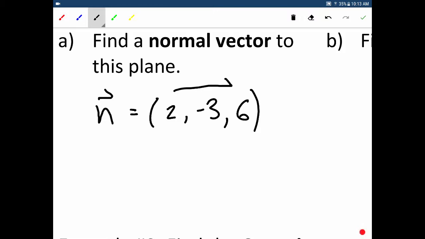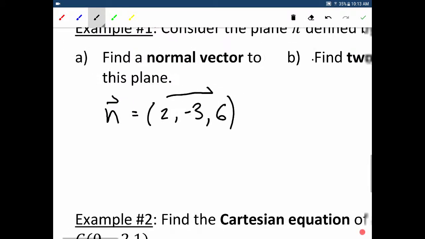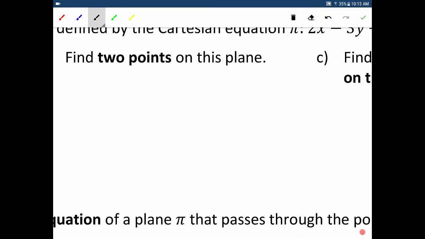So that's fairly straightforward to find. You just take it right out of the equation. You don't actually have to do any computation. Now we're going to find 2 points on the plane, and this is relatively simple. There's obviously an infinite number of points we could find, but to make it easy, let's just say x is 0 and y is 0.